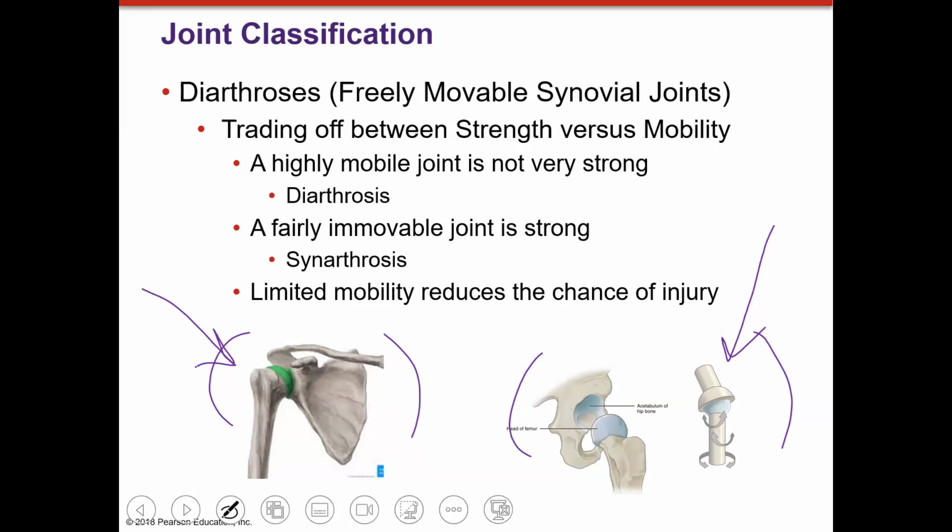Highly mobile joint is not very strong. A fairly immovable joint is really strong. Okay. The limited mobility reduces the chance of injury or dislocation. Okay, but we can still dislocate. Okay, but a shoulder more readily, more easily dislocates than the hip joint.